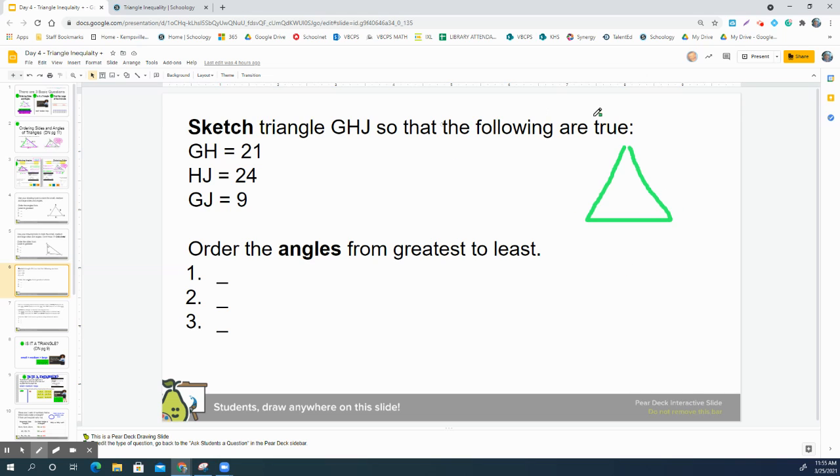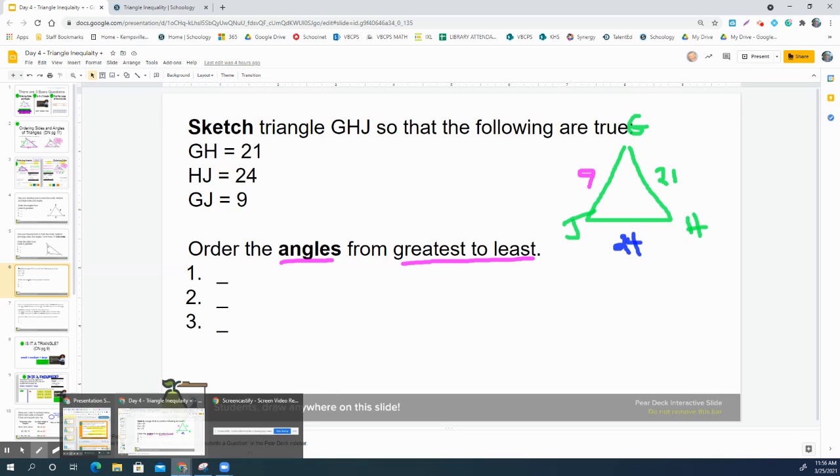I've got GHJ: G, H, and J. I know GH is 21, and HJ is 24, and GJ is 9. So how do I order the angles from greatest to least?